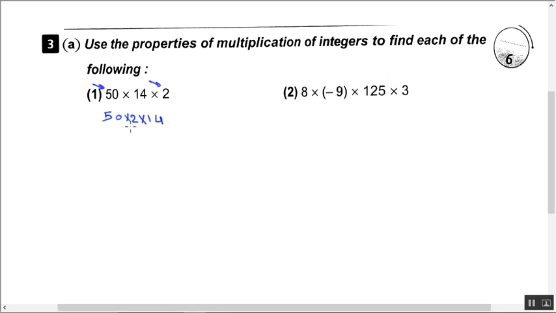50 times 2 equals 100, and here 100 times 14. We can say 100 times 14, we can write 14, and we will put 2 zeros on the other side. Here we have 2 zeros, so we'll put 2 zeros here on the other side. It will be 1400.